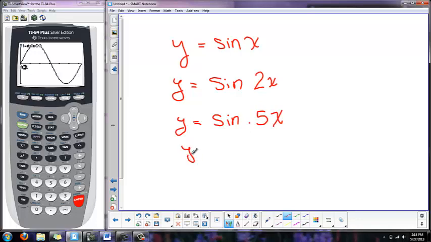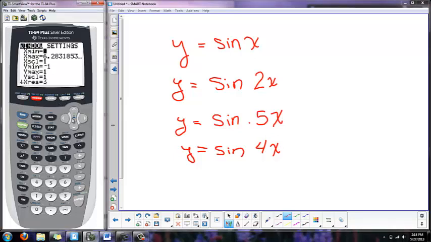And y is equal to sine of 4x, sorry. And before I do that, I'm just going to come over here and change my window between 0 and 4 pi, just so that we can get a little bit bigger of a picture, a little bit bigger window to look at. Okay, so when you're looking at this graph, it's between 0 and 4 pi.